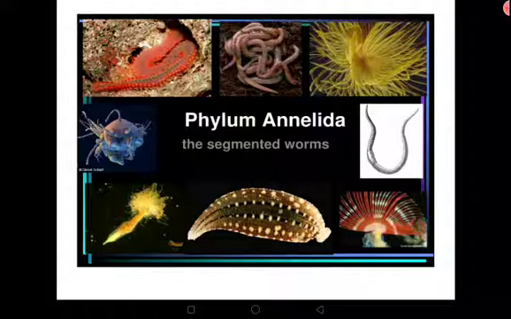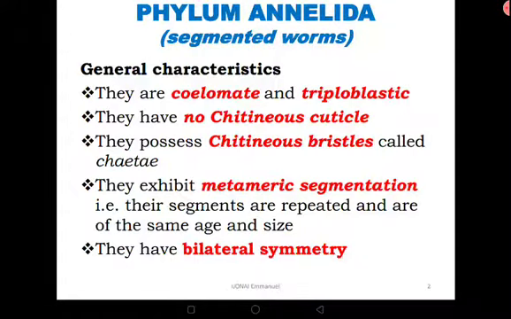I don't know whether you're able to identify any members there. Probably you are able to see some annelids there, the earthworms. Well, we are going to look at others as we proceed with the lesson. So welcome to phylum Annelida, and we want to start with the general characteristics of this phylum.